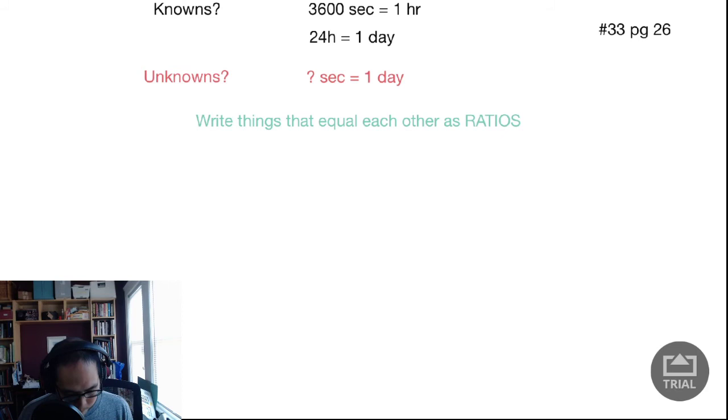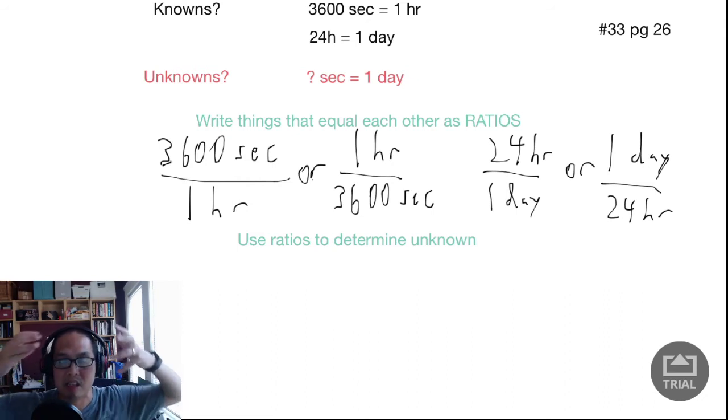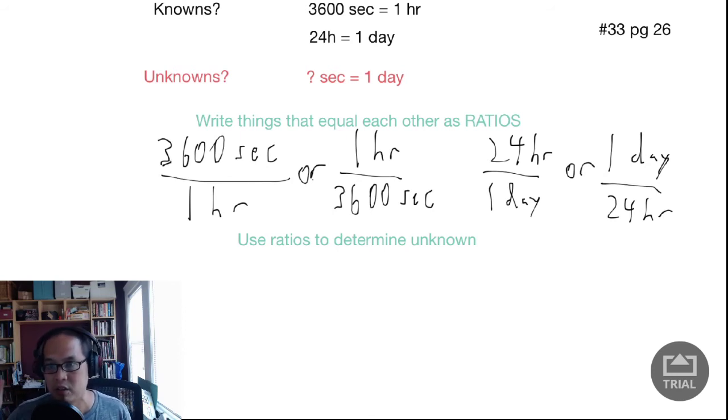All right. So the next thing I suggest that you do is write things that are equal to each other as ratios. I did it in the last problem, and we're going to do it again for this problem. If 3,600 seconds equals 1 hour, I can write it as a fraction like this: 3,600 seconds over 1 hour. That says the same thing as 3,600 seconds equals 1 hour. But like I said in the last problem, you can also flip it over. So I can also say 1 hour over 3,600 seconds. And that's going to be important later.